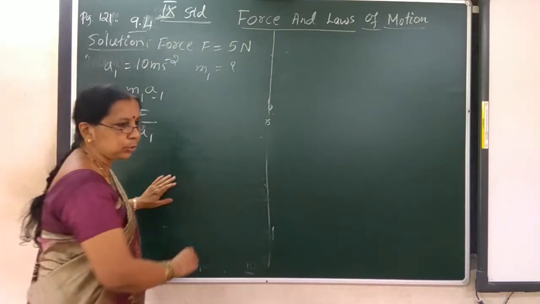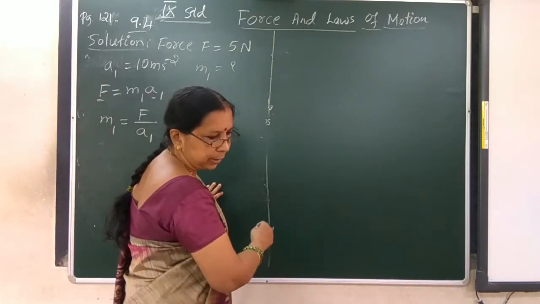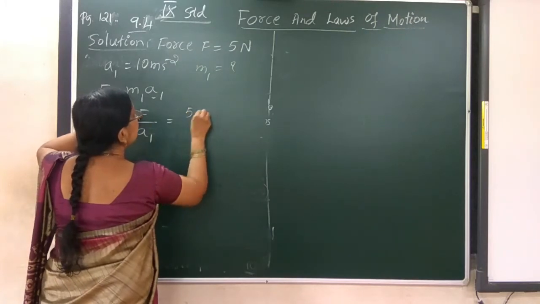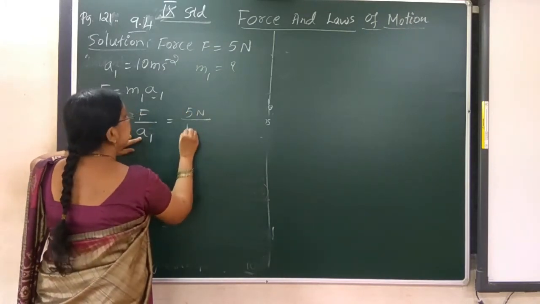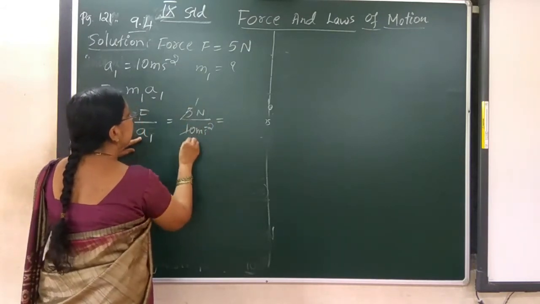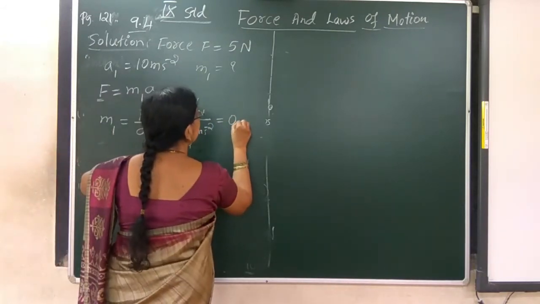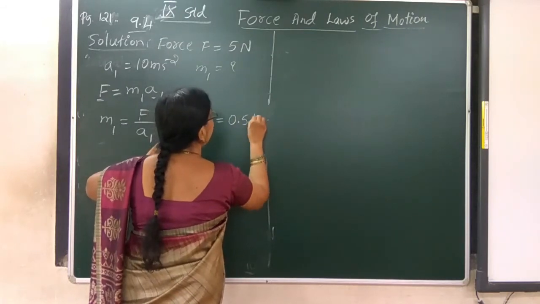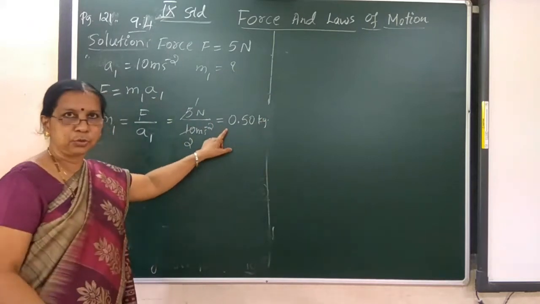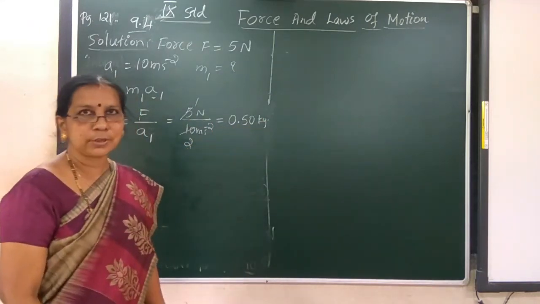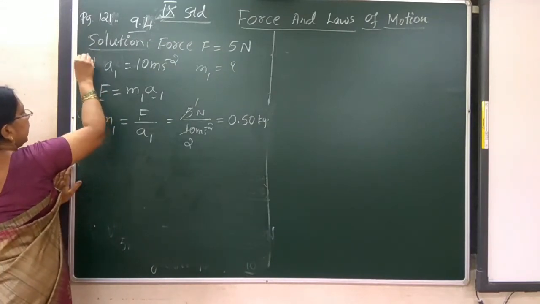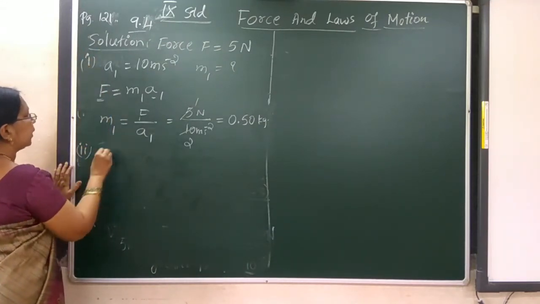So that is equal to F, 5 Newton, divided by a1, 10 meter per second square. So what is it? 5 ones are 5, 5 twos are 10, half means 0.50 kg. So let us write it here, 0.50 kg. This is the first one, and now let us find m2.